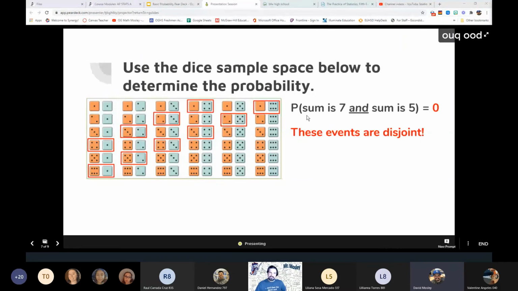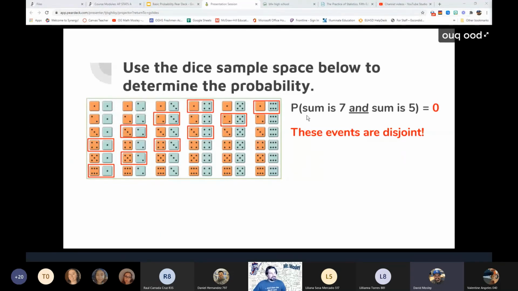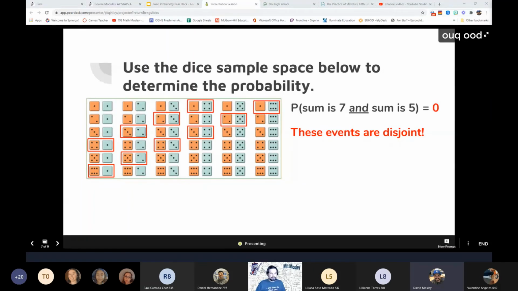So the probability that the sum is 7 and the sum is 5 is 0. There is no combination of 2 dice where their sum can be 7 and their sum can be 5 at the same time, right? This is because these events are disjoint or mutually exclusive. They have nothing in common, all right?